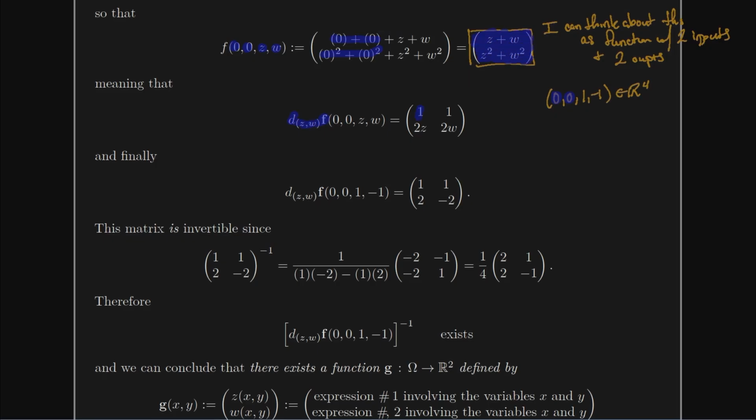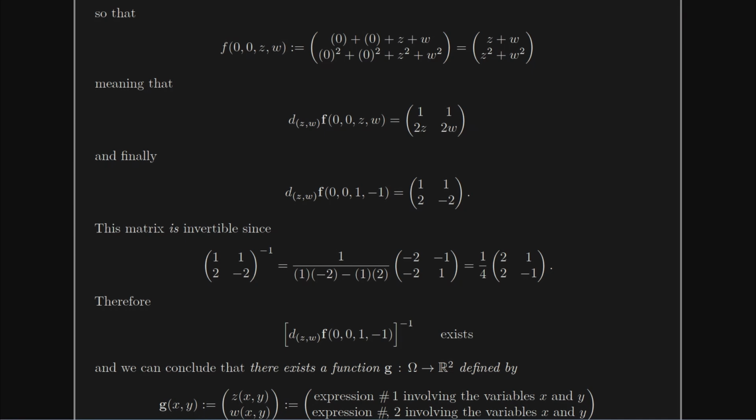And let's just recall I'm doing partial z in my first column. So partial z on z plus w is 1, and partial z on z squared plus w squared is 2z. And I'm going to do partial w on my second column. Partial w on w is 1, and partial w on w squared is 2w. So that will give me my total derivative restricted to the variables z and w, and then I will have to evaluate them at the point that I care about, where z is equal to 1 and w is equal to -1. So that's going to give me the matrix [1, 1; 2, -2].